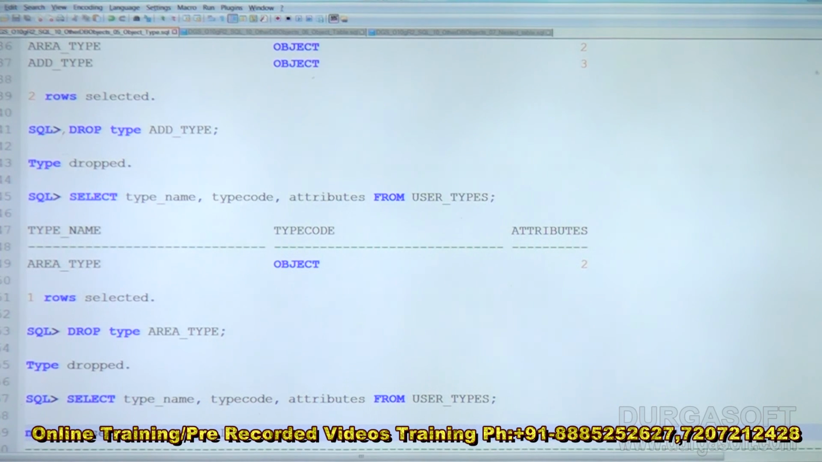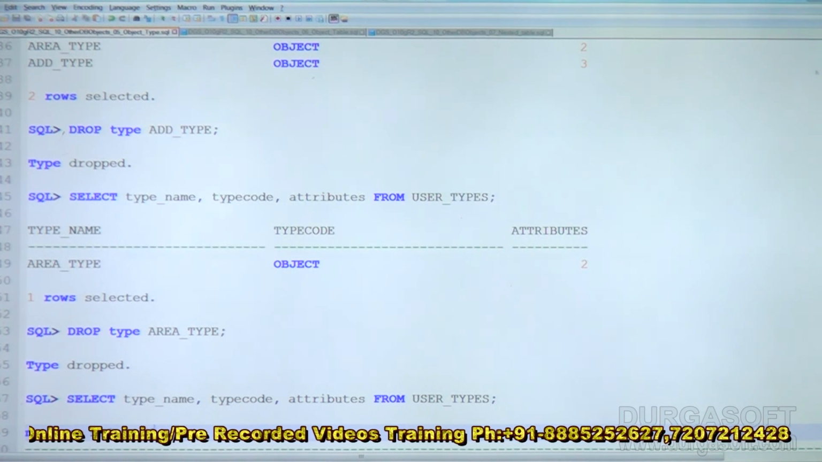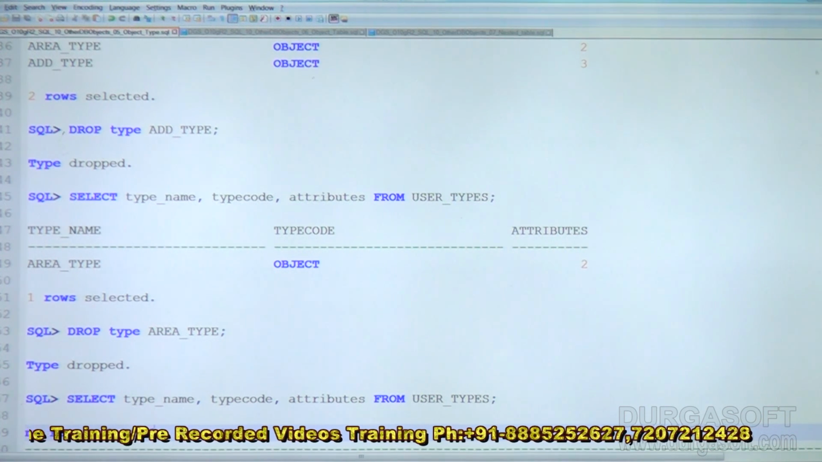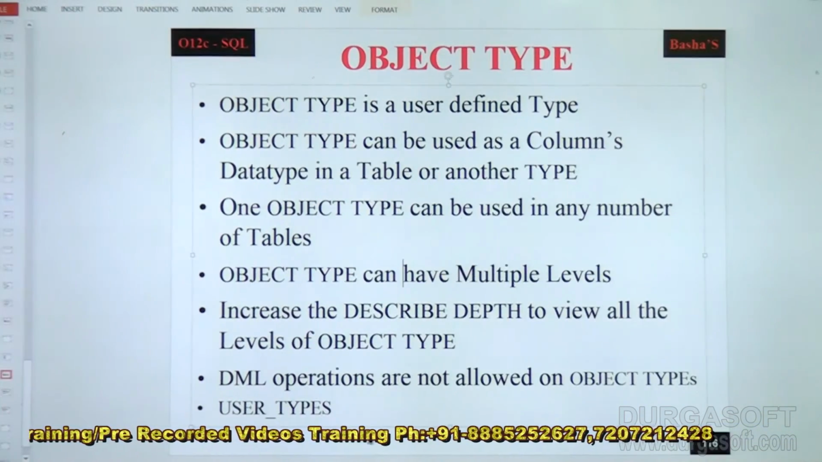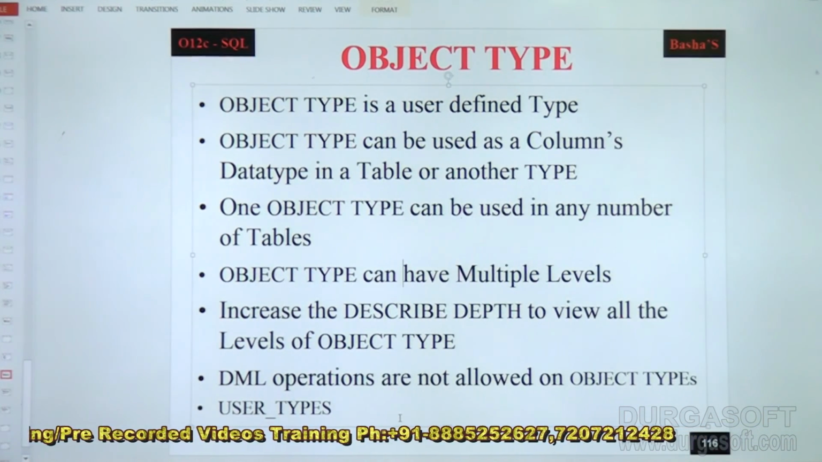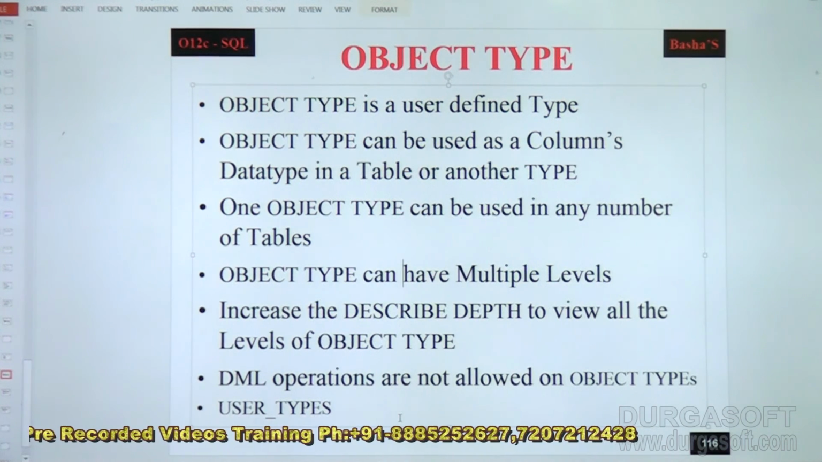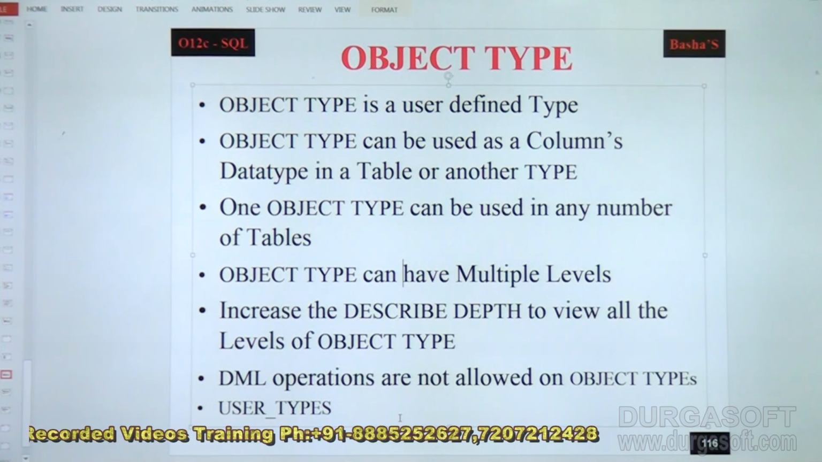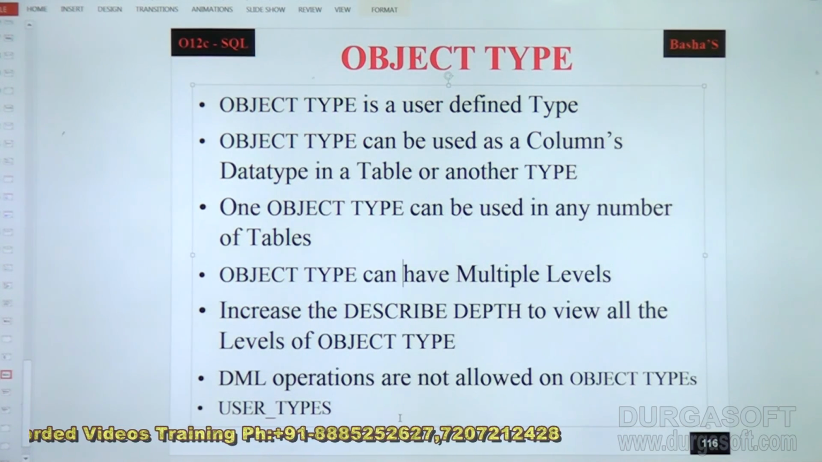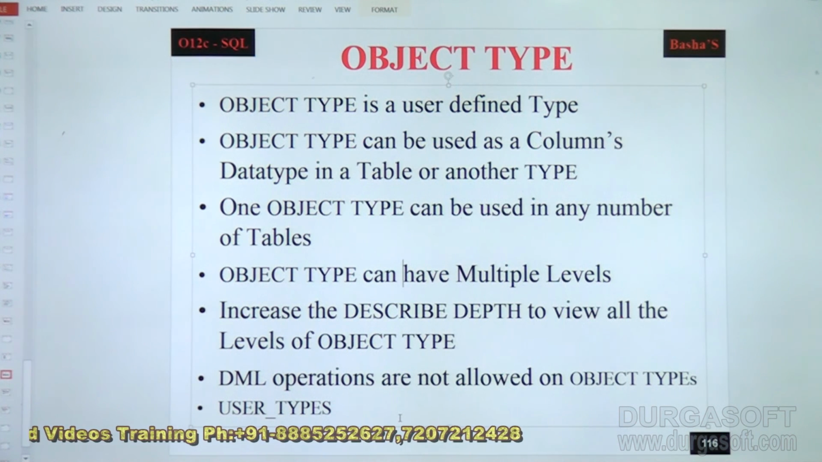Anywhere, then we can drop them directly. This is what we have learned under object type. We cannot insert any data because object type will not accept any data. It will not store any data in it. Only structure will be stored.